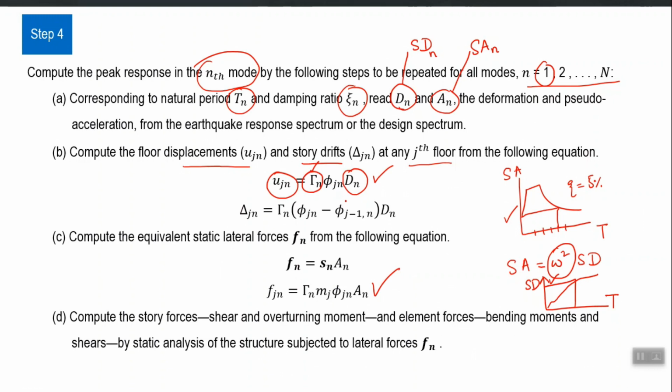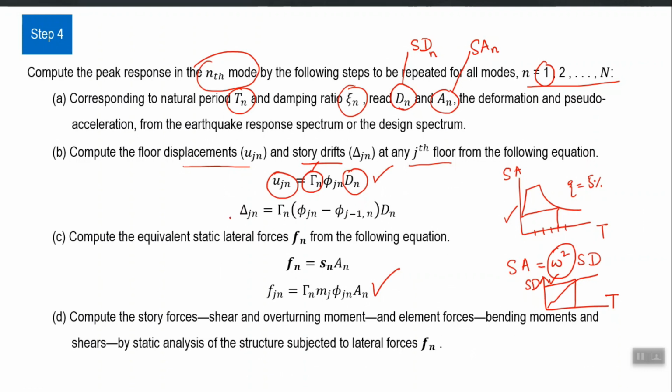So the first step is we calculate floor displacements using the spectral displacement from the spectrum, right. It's simply distributing one displacement coming from the spectrum along the whole height of the building using the pattern of the mode shape. So for any jth floor you can calculate Ujn, which means if j is, let's say, the fourth floor, then Ujn is the displacement of the fourth floor because of the first mode only, right.